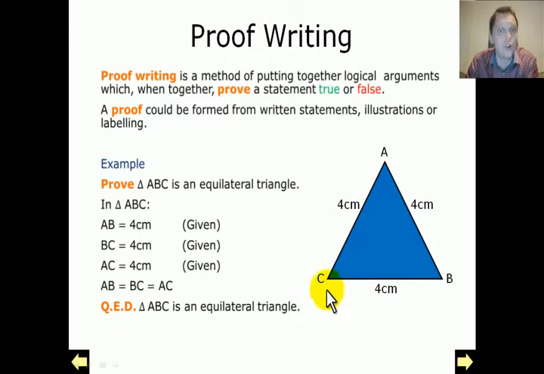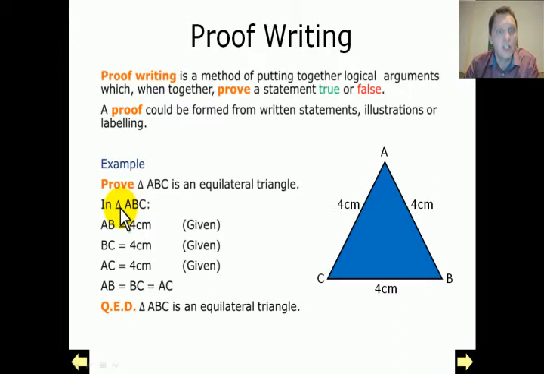So in triangle ABC, I'm going to use a bit of notation here, using triangle symbols instead of writing triangle, to write some shorthand. And my first statement is AB equals 4 centimeters, which is given, in which case I'm just stating what is already there. BC equals 4 centimeters, and that is given, and AC equals 4 centimeters. So that's my three statements, just stating what is already there.